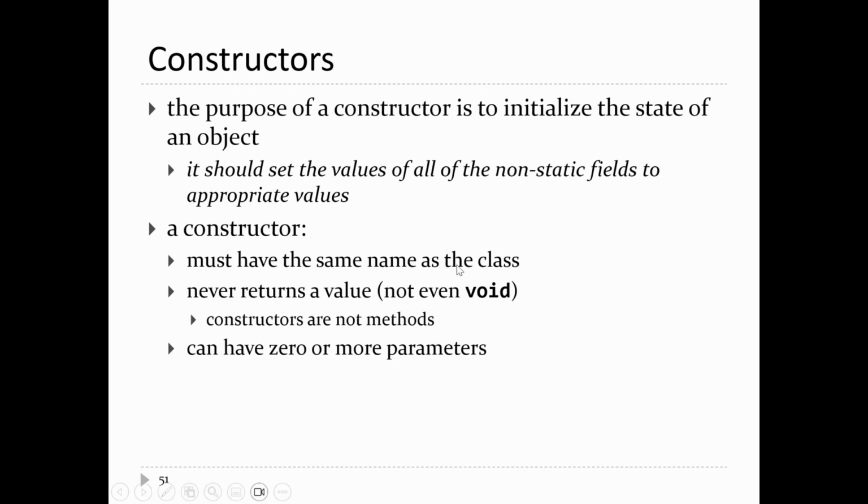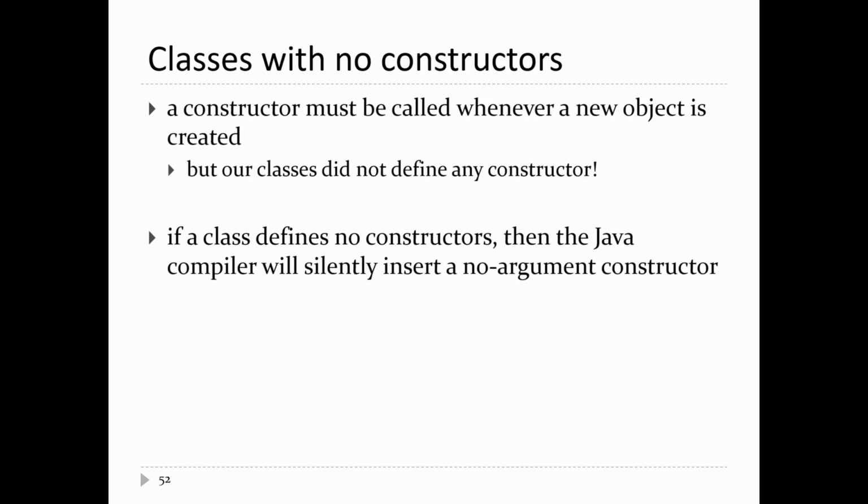When you implement a constructor, it always has the exact same name as your class. It never returns a value. It's allowed to have zero or more parameters. So constructors look like methods, but they're not methods. They don't return anything. Whenever you use new, you have to call the constructor, so the purpose of the constructor is to initialize the object.